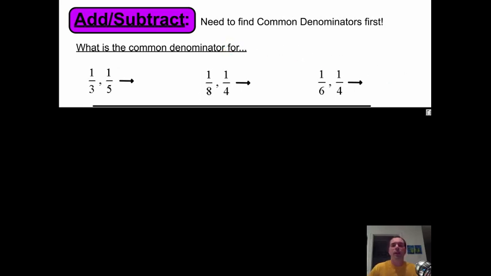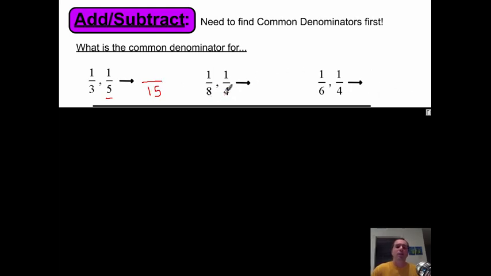To get a common denominator, we need to find the smallest number which both 3 and 5 can go into. So this is what we're going to do. We're going to check the bigger number and see if the small one goes in. 3 doesn't go into 5, so I'm going to multiply this by 2. 3 does not go into 10, so I multiply by 3. 3 goes into 15, therefore my common denominator is going to be 15, and I'll take care of that underneath.